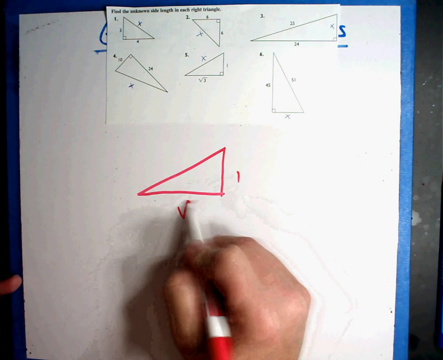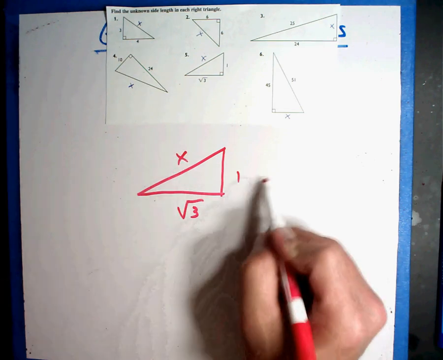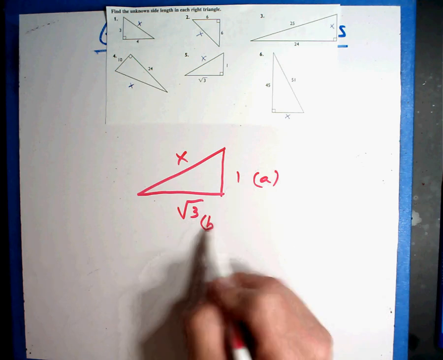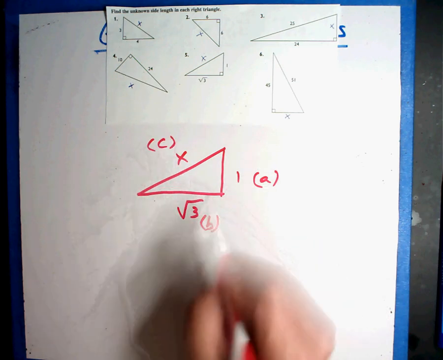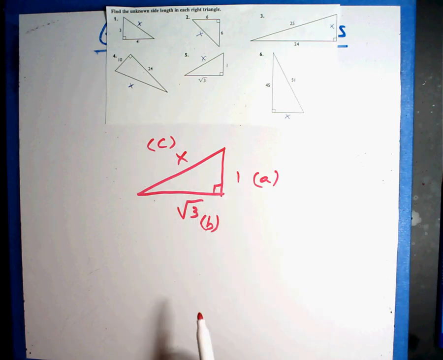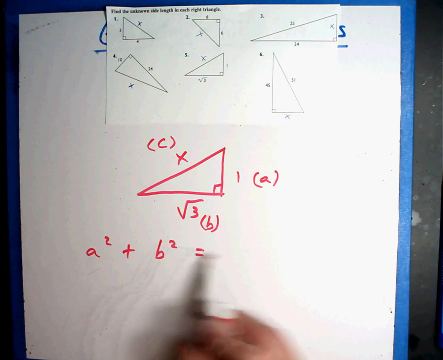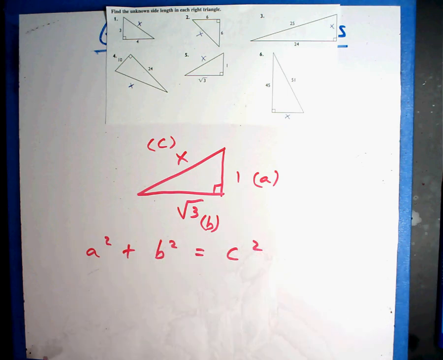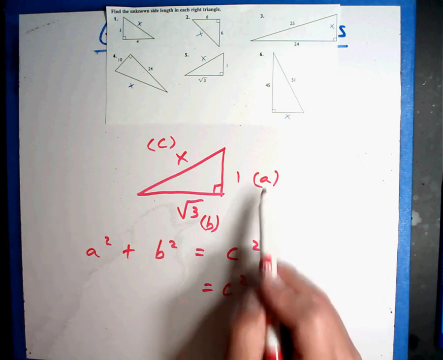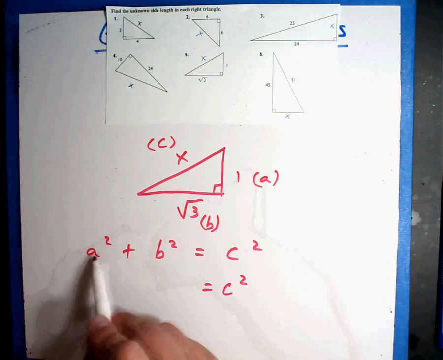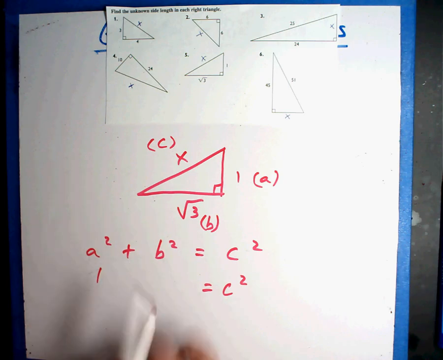1, square root of 3, and x. So this is A, and this is B. Remember, it doesn't matter which is which, but this one definitely is C because it's the long side across from the right angle. So A squared plus B squared equals C squared. So C squared is what I don't know. A squared, 1 squared is 1 times 1, which is 1. And then you have plus.